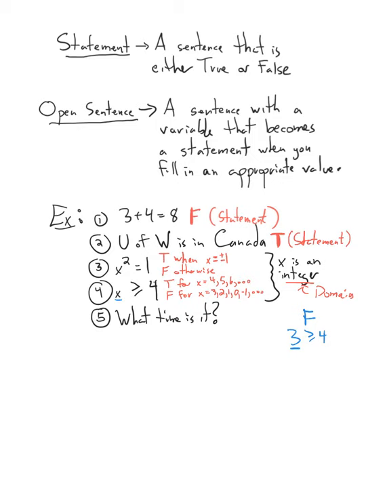So there are statements and open sentences. And then sometimes there are sentences that are neither statements or open sentences, like, what time is it? Well, it's not a true or false statement. It is just a question. It doesn't have a truth value. There's no variable. So this is neither.